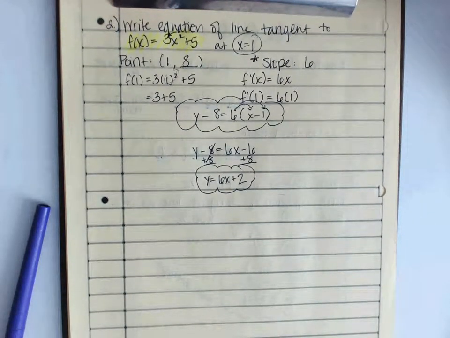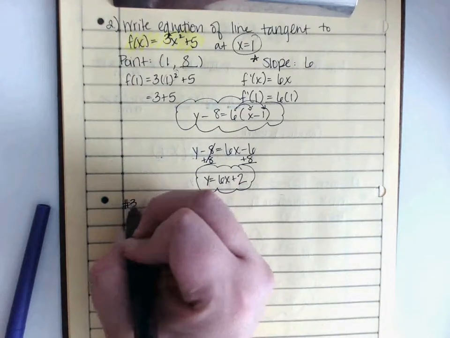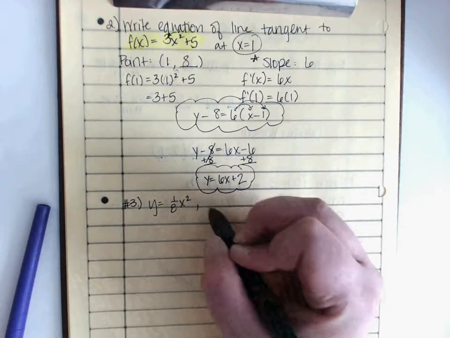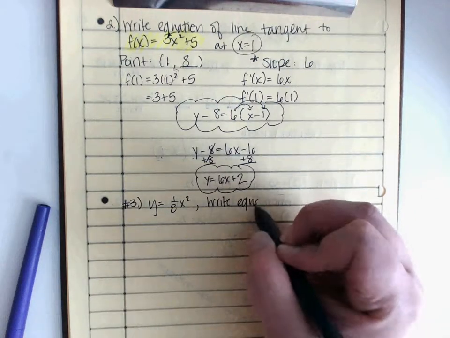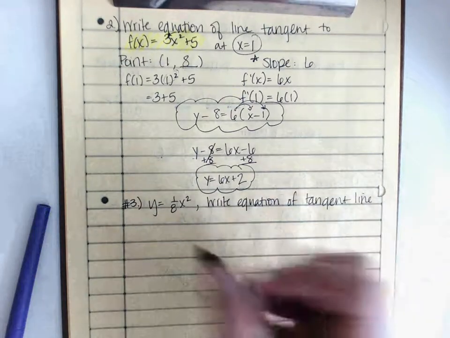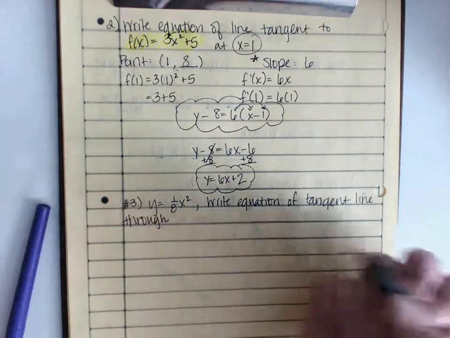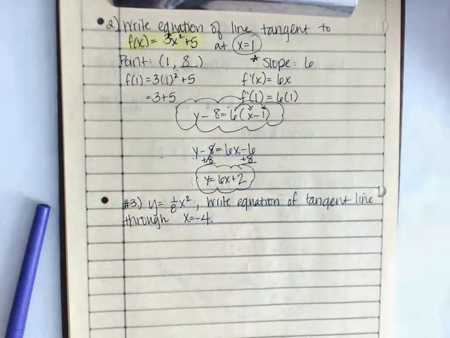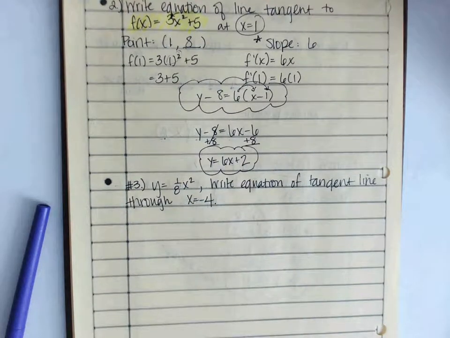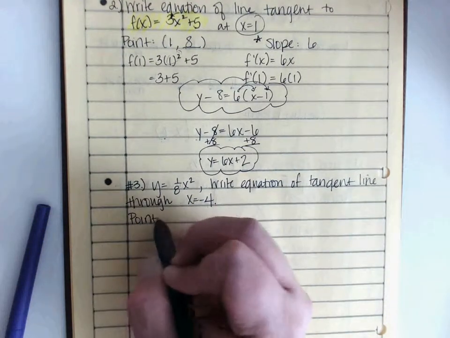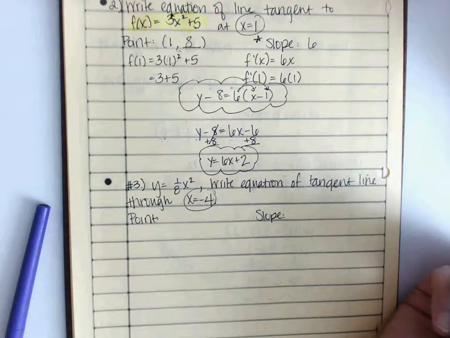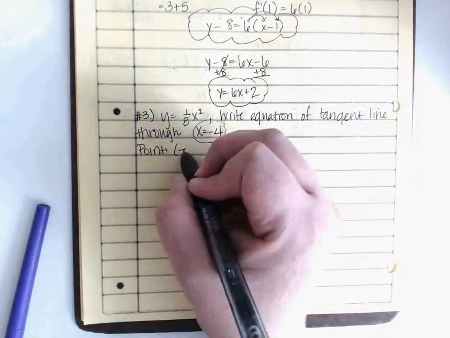Alright, next one. We're going to have number 3, y equals 1/8 x squared. And we're going to write the equation of the tangent line through x equals negative 4. Okay, so remember, it's the same ingredients every time. You need a point, you need a slope. So first thing I need is my point. Second thing I'm going to find is my slope. Now notice that if they gave me that the x is negative 4, that's half of my point right there. So negative 4 is my x.